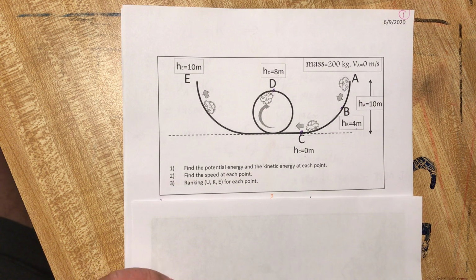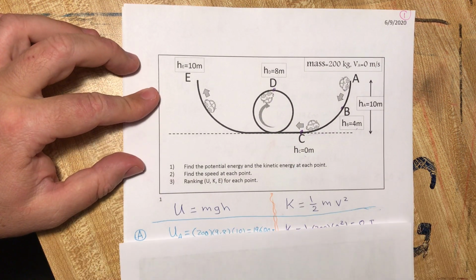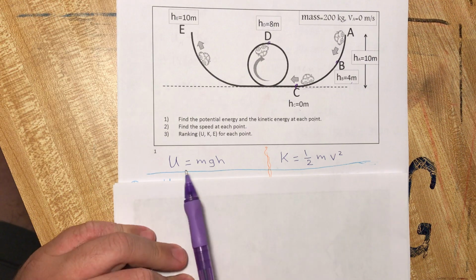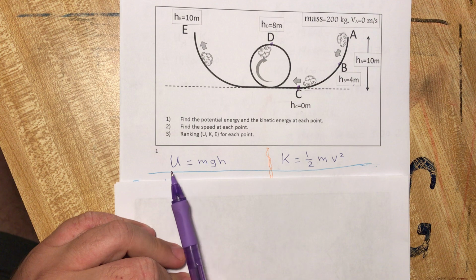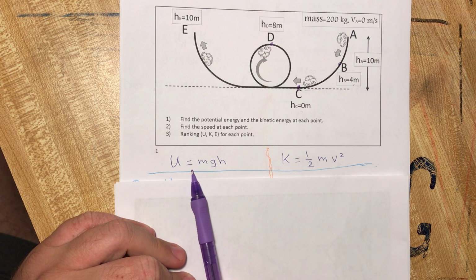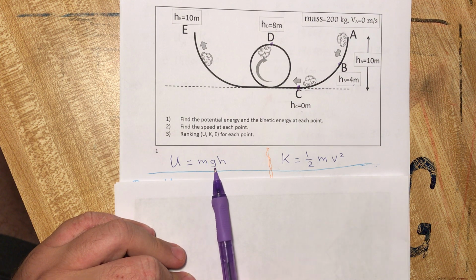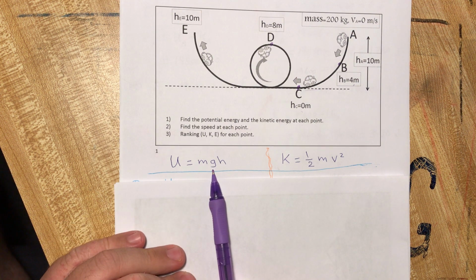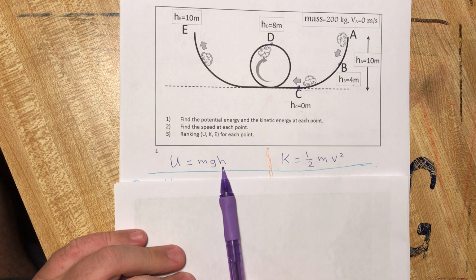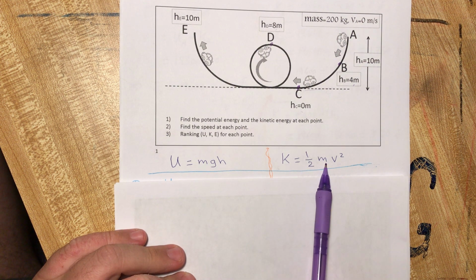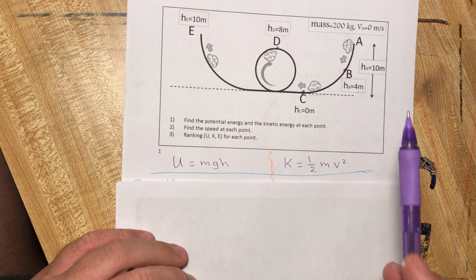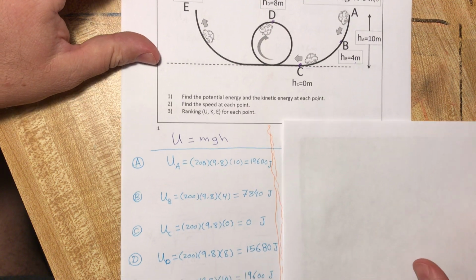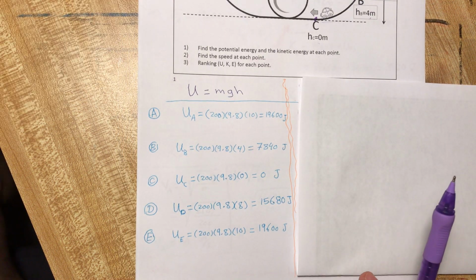Okay? Let us now see the formulas for the potential energy and the kinetic energy. The potential energy, or the gravitational potential energy, is equal to mgh. m is the mass, g is the acceleration due to gravity, and h is the height. The kinetic energy is equal to half multiplied by m multiplied by speed squared. Okay, we can find it at each point. Let us start with the potential energy.